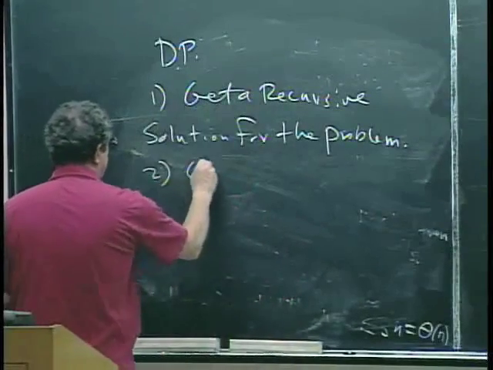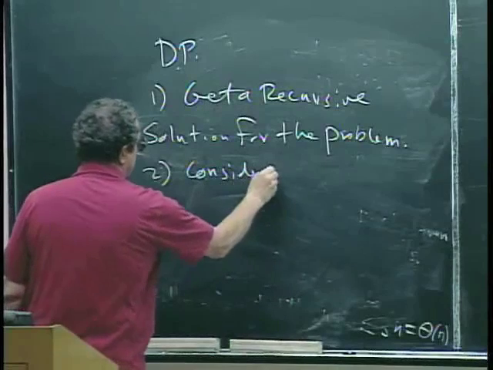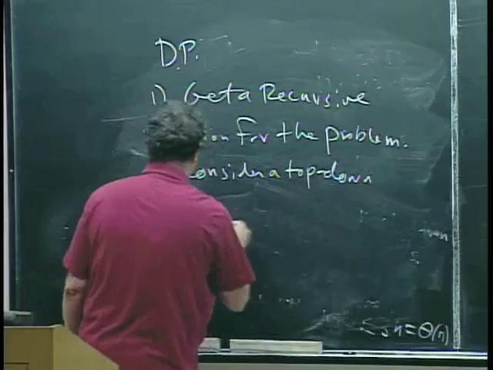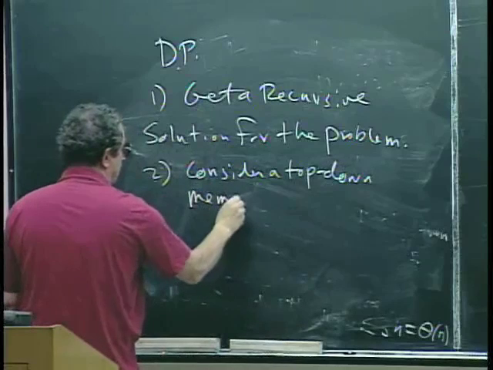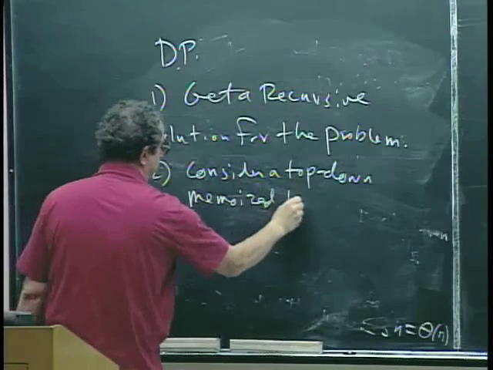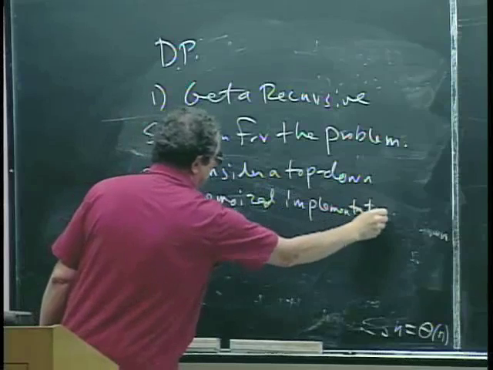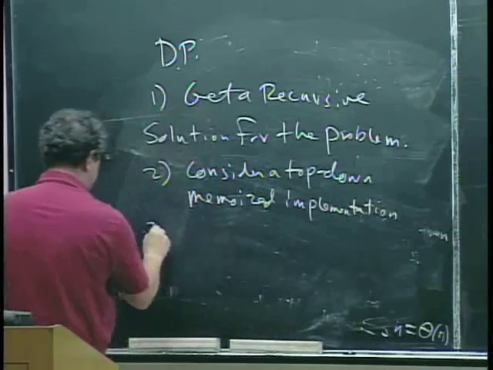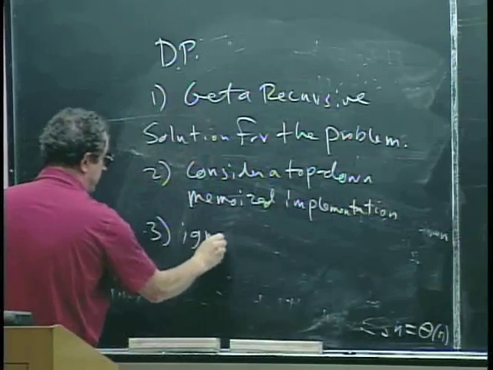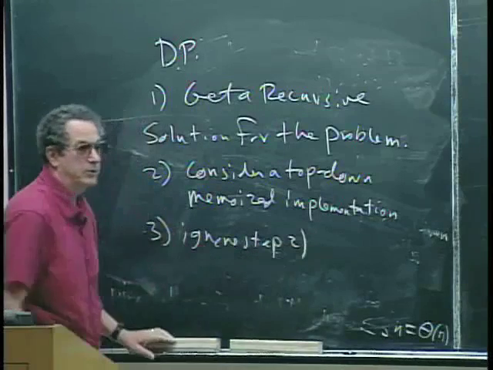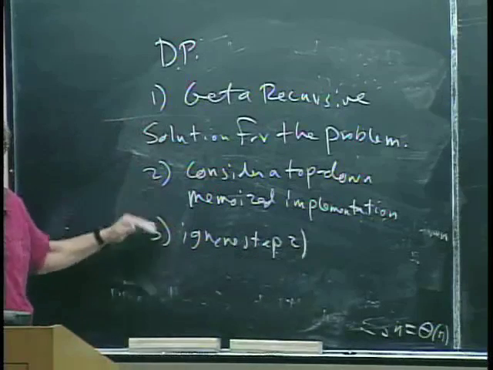Then you consider a top-down memoized implementation. Third is you ignore step 2. And once you get good at this, you can just skip this. Okay. Skip 2 and 3.